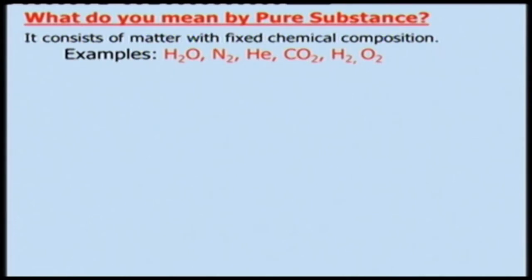And can we call those a pure substance or not, that we will see. First of all, let us understand what we mean by pure substance. A pure substance, you can define it as matter with a fixed chemical composition, right? It will be homogeneous in its composition, then we call it a pure substance. Examples are water, nitrogen, helium, carbon dioxide, hydrogen, oxygen, any gas, because it will be homogeneous.